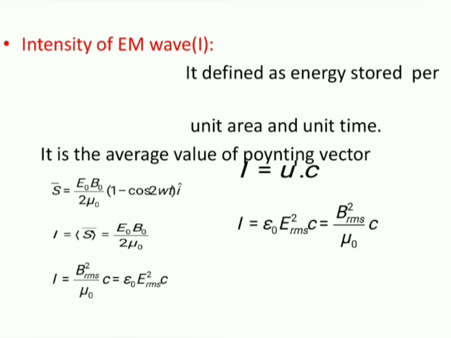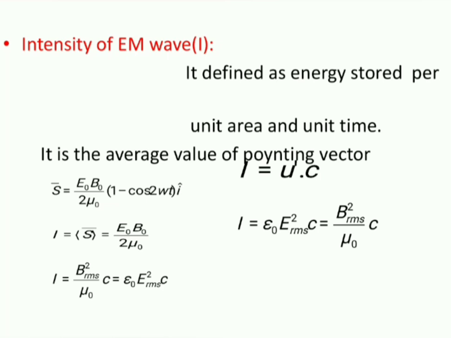Now look at what the intensity of an electromagnetic wave is. Intensity is defined as energy stored per unit area per unit time. It is actually the average value of the Poynting vector. So if you take the average of S, just now I showed you that S is E naught B naught by 2 mu naught into 1 minus cos 2 omega t. Take the average of this. The average of 1 is 1 and the average of cos 2 omega t we know is equal to 0. Since the average of cos 2 omega t is 0, we get intensity I as E naught B naught by 2 mu naught.